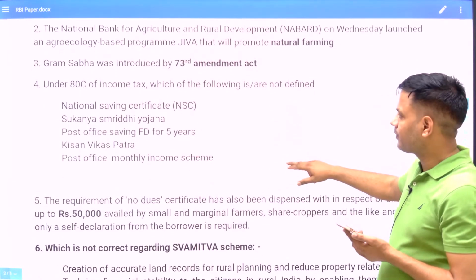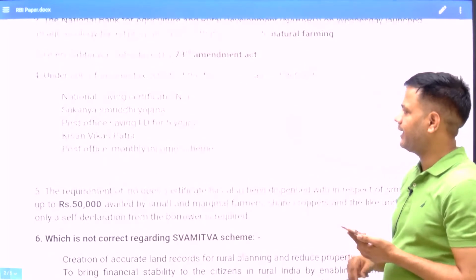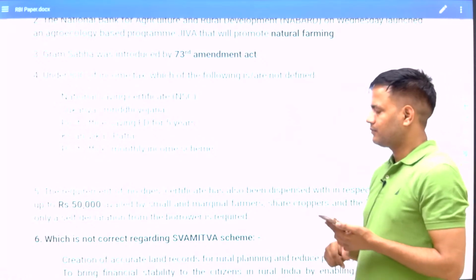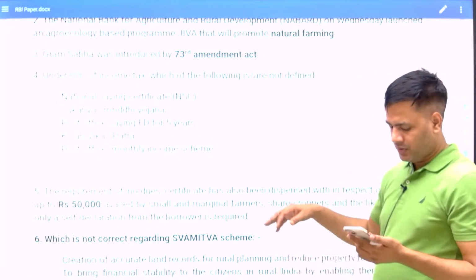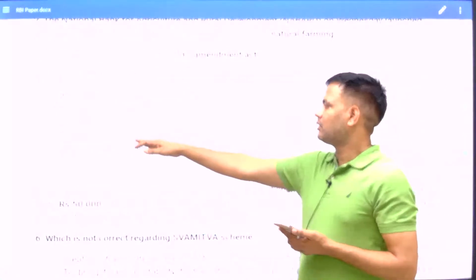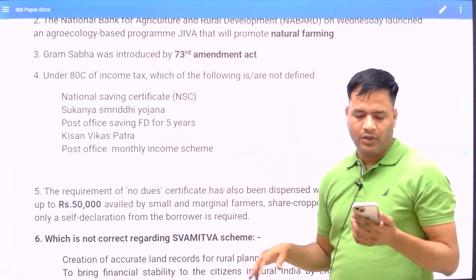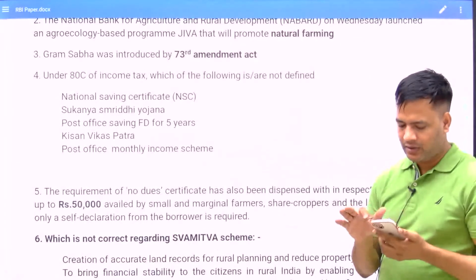Next question. Under 80C of the Income Tax, which of the following are not defined? Kisan Vikas Patra and Post Office Monthly Income Scheme. Both are not defined.